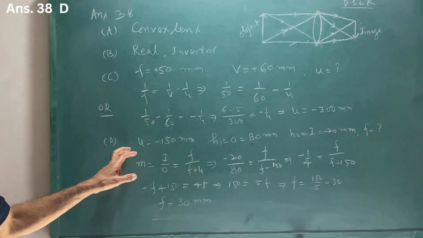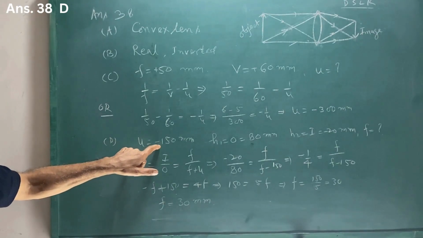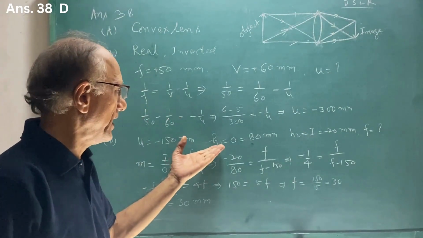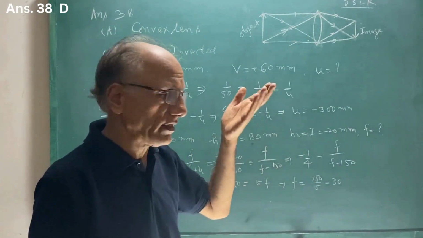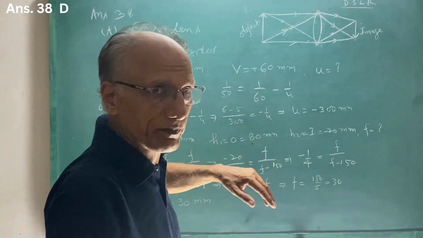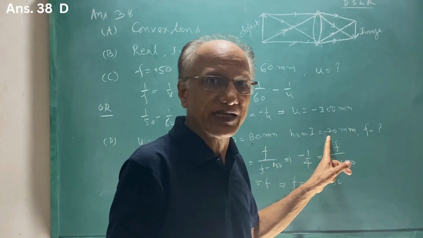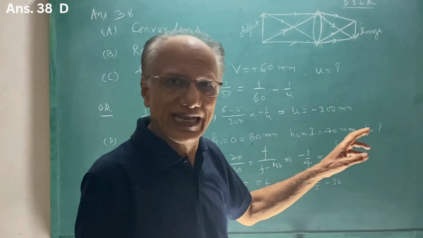Now the D part: a flower is placed at a distance of 150 mm from the lens. The height of the flower is 80 mm, which is to be taken positive, and the image, which is inverted and below the principal axis, is 20 mm, so it is to be taken minus 20, and we have to simply calculate the focal length of the lens.